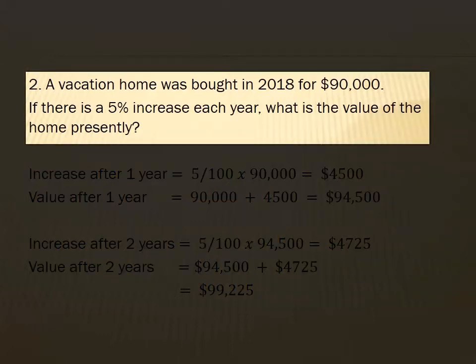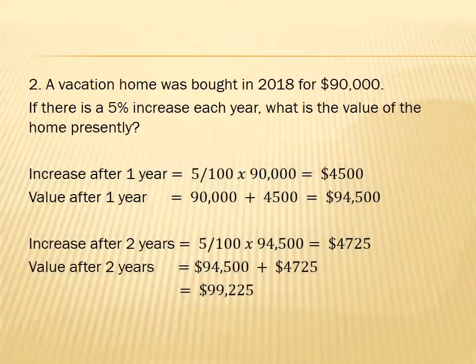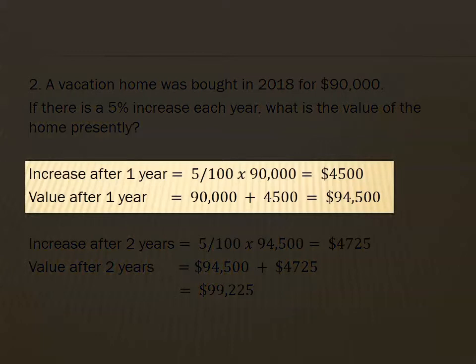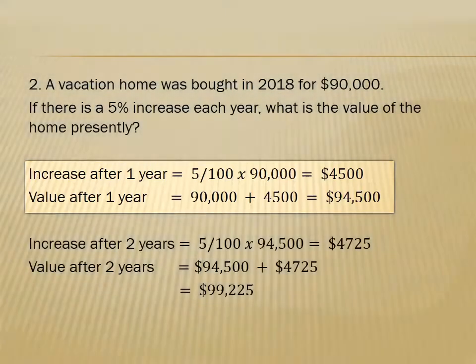If it increases in value by 5% each year, what is the value of the home presently? So this question is basically asking, what is the value of the home after 2 years? The increase in value or appreciation after 1 year would be 5% of 90,000, which is 4,500. So the value of the home after 1 year would be 90,000 plus 4,500, which would give us 94,500.